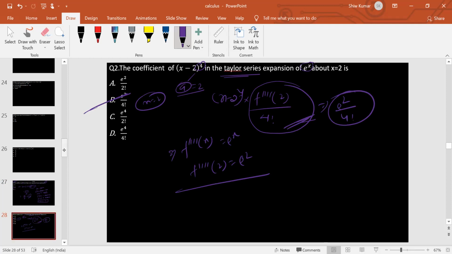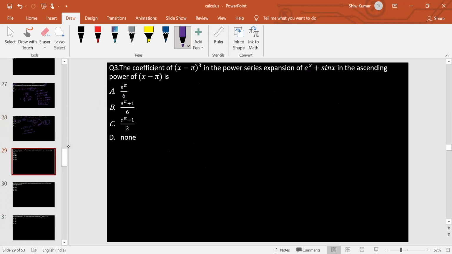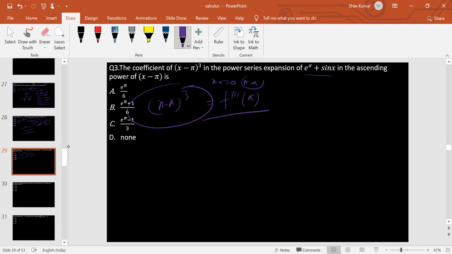Next question. Now he is asking the coefficient of (x minus 5) raised to 3 in the power series expansion of e raised to x plus sin x in the ascending order of (x minus 5). He is asking the coefficient of (x minus a) to the power 3. It means the coefficient will be f, the third derivative at x equal to pi, since x minus pi is equal to 0, so x will be equal to pi, divided by 3 factorial. Differentiate this equation thrice, put the value of pi, divided by 3 factorial.